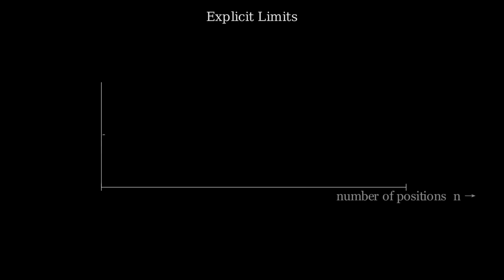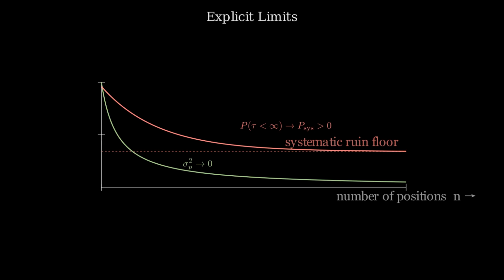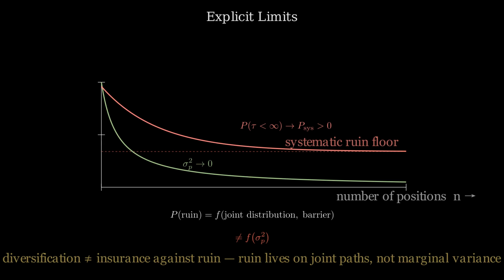Ruin probability is a function of the joint distribution of paths and the position of the barrier. It is not a function of portfolio variance alone. Independent diversification drives variance to zero but leaves systematic ruin probability intact. Diversification is not insurance against ruin.